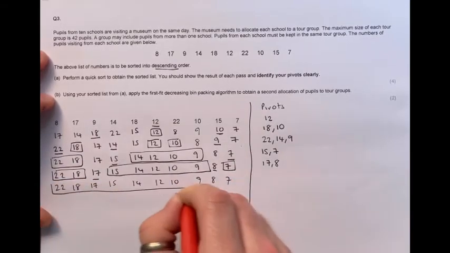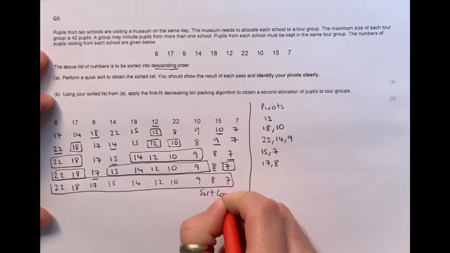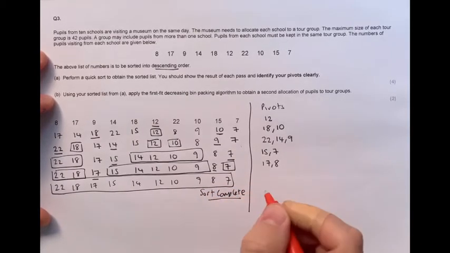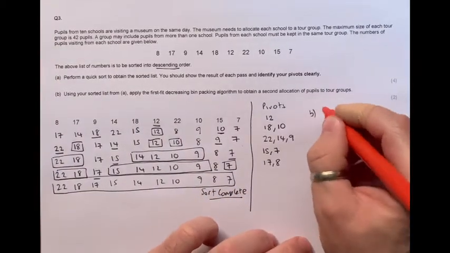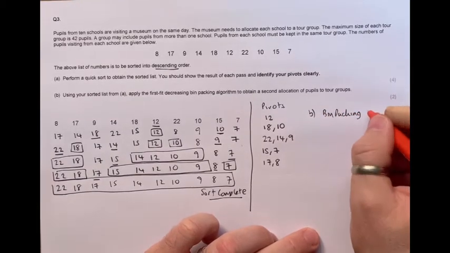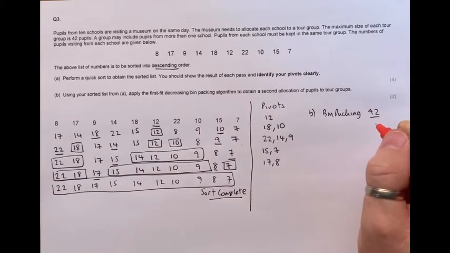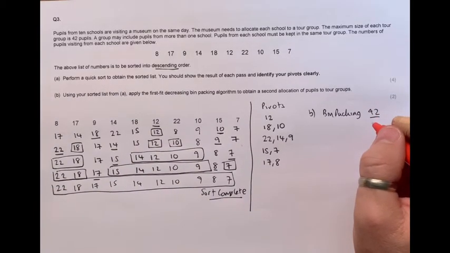So now that is in descending order. That's sort complete. Okay, part B, bin packing. It's first fit decreasing, bin size 42. Remember, only answer the questions asking you.